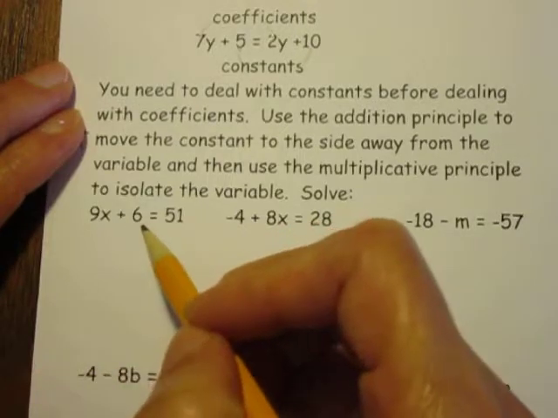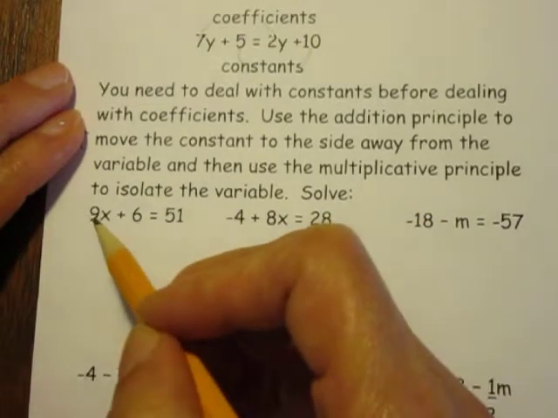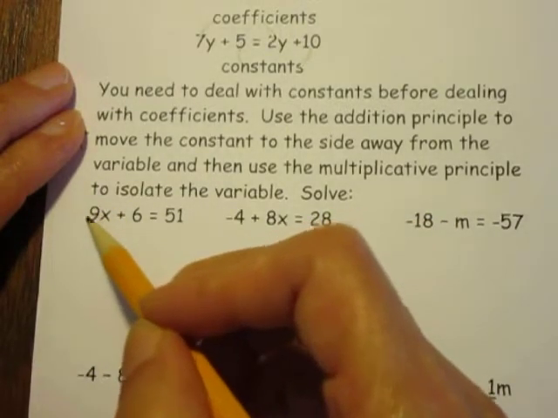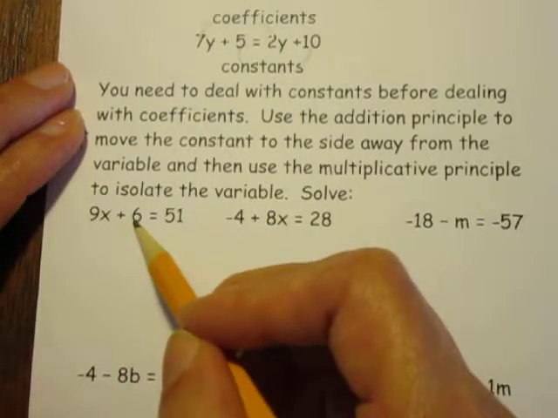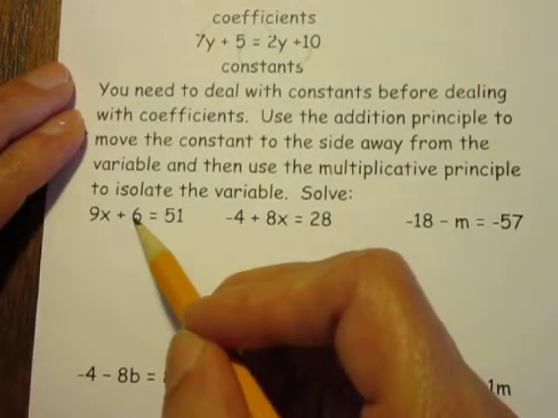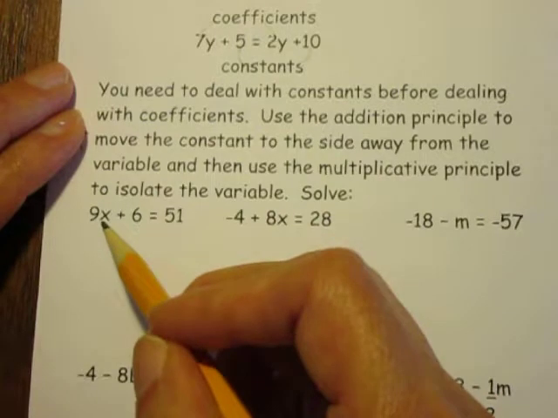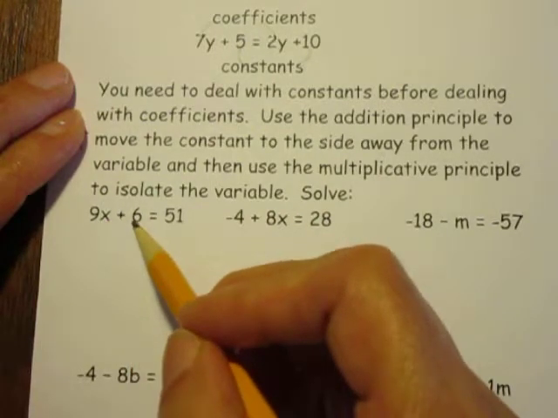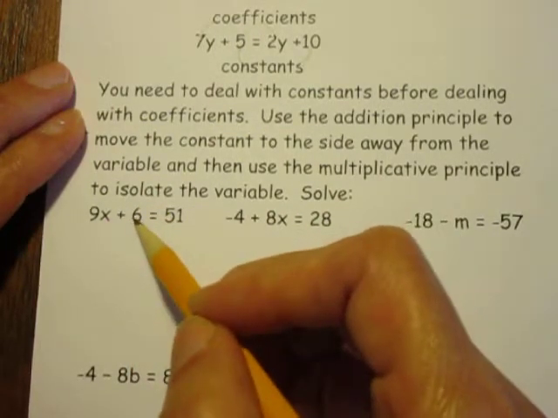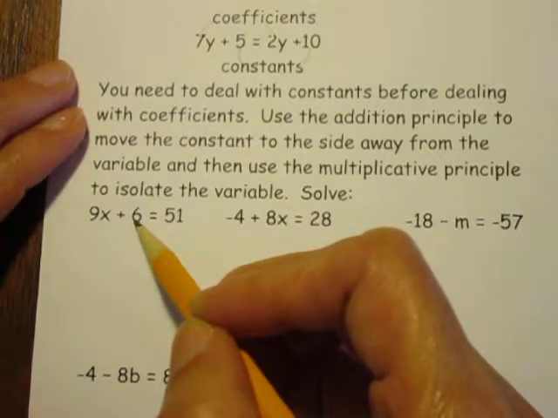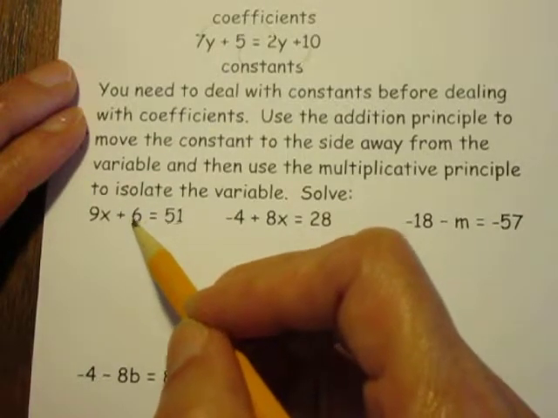We've got 9x plus 6 is equal to 51. Now 9x, that's your variable term, so 9 is a coefficient. 6 is a constant. That's where we want to start, because that constant is on the same side of the equation as our variable, but we need to deal with that constant first. So you're going to ask yourself, how do I rid this side of the equation of that term?